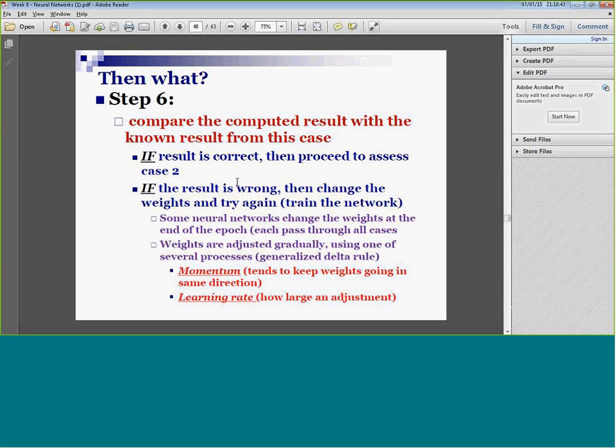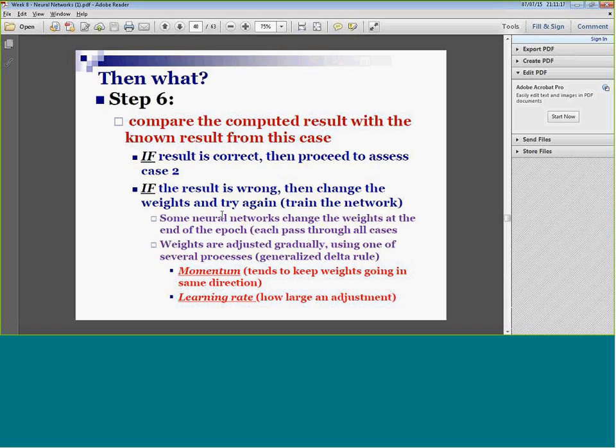If that's the correct answer, we go to case number 2, keeping the weights on all the connections that we used for case number 1. If the result is wrong, we change the weights and try again. Okay? Now, some neural networks change the weights at the end of an epoch, which is one pass through all of the cases. Other neural networks change the weights gradually each pass through a case if they get it wrong. Some recycle back and run the same case over and over again until they get it right.